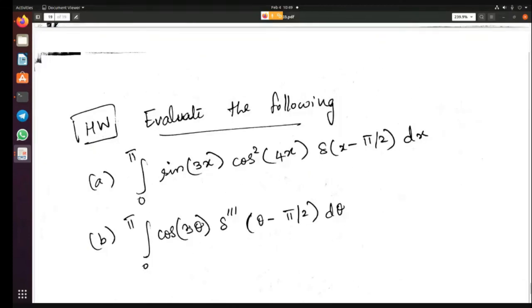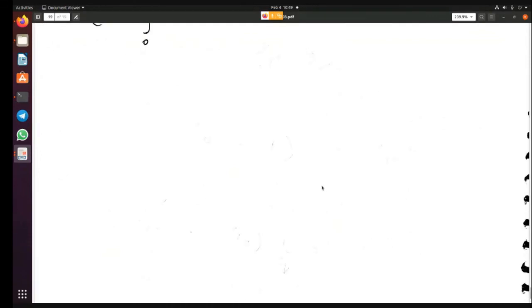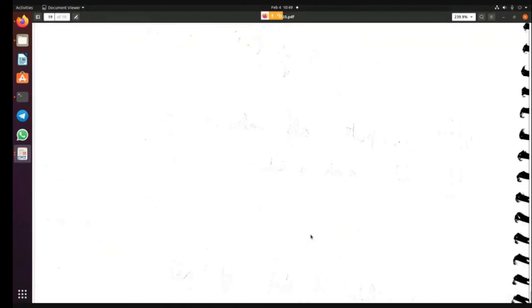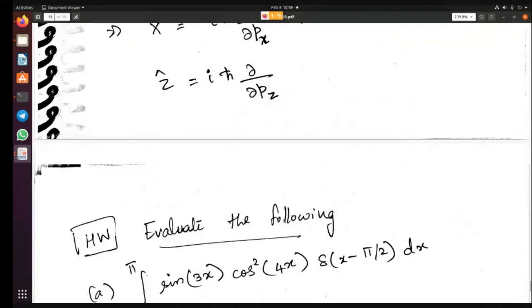So these are your homework problems corresponding to the Dirac delta function. Evaluate the answer for these, and that's it. Okay, so I'm stopping here.